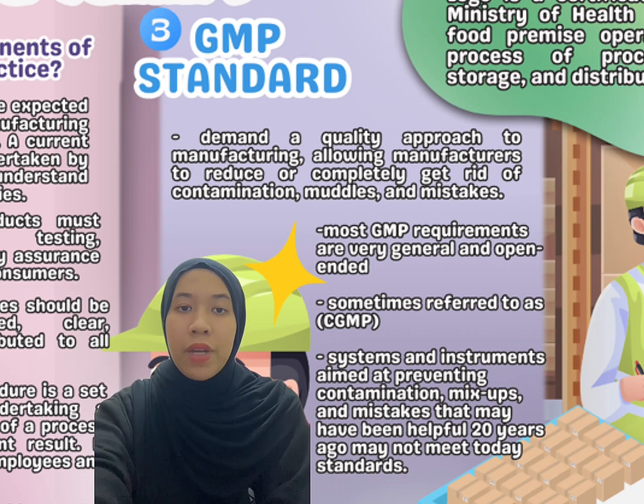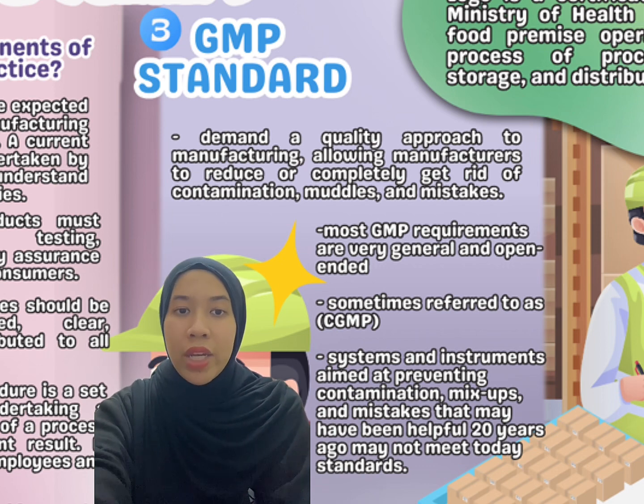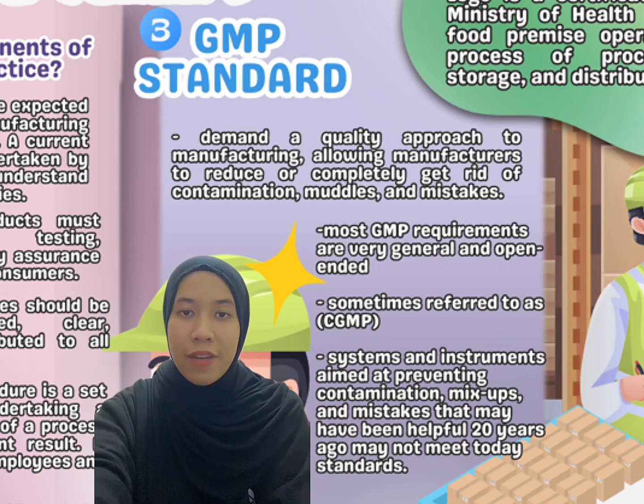Secondly, most of the GMP requirements are very general and open-ended, and these offer a lot of flexibility, but the manufacturer must also interpret the requirements in a way that makes sense for each distinct company. And lastly, GMP is also sometimes referred to as CGMP, where the C represents current, reminding that manufacturers must use innovative technologies and systems to abide by the law.